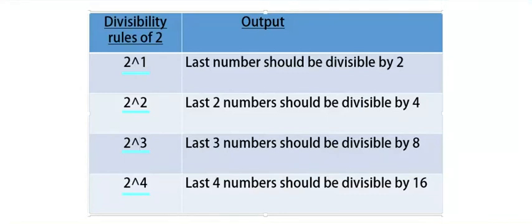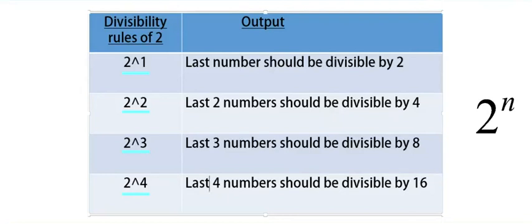Now what about 2 power 4? 2 power 4 is 16. So we will check the last four digits, which should be divisible by 16. Then only the complete number is divisible by 16, else it is not. That means the general shortcut formula for finding the divisibility rules of 2 is 2 power n, where n decides how many digits we should take from the last, to check whether it is divisible by the respective number or not.